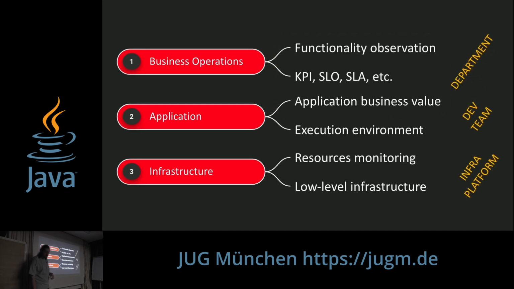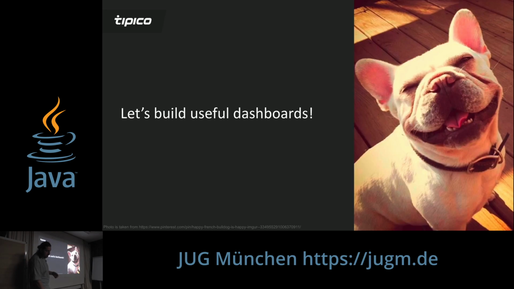And a bit on responsibility levels. The infrastructure level is usually the responsibility of infra and platform teams, to design and share with developers. The application level is usually dev and team responsibility, and business operations is best if it's the responsibility of the entire department together with your product, together with your business, to define what makes sense to monitor and how to tell the story. Yeah, let's build useful dashboards.